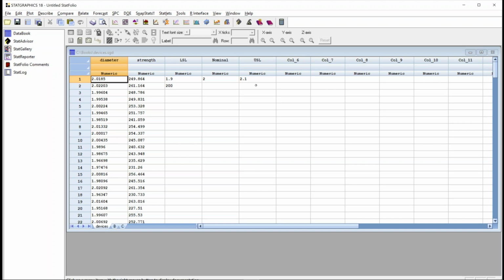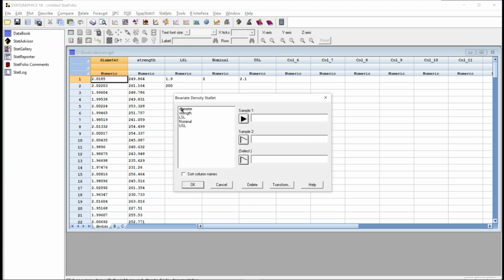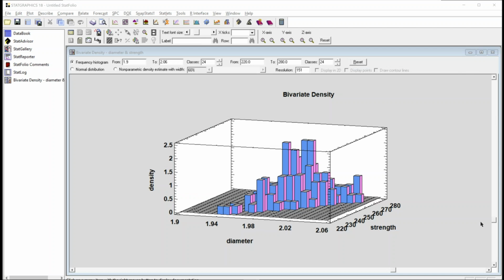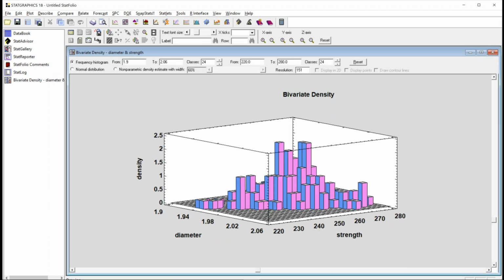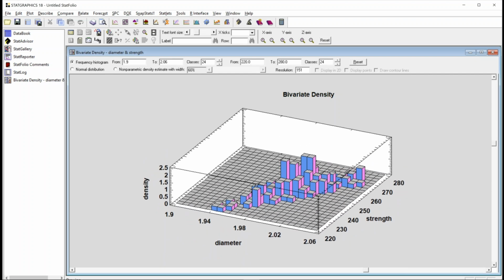The first thing that I want to do is take a look at the data. And the best way to look at bivariate data is to go to Statlets, Data Exploration, Bivariate Density. I'll tell it my first variable is diameter, my second variable is strength, and when I press OK, it'll begin by showing me a bivariate histogram. Now, a bivariate histogram divides the observations according to the simultaneous values of strength and diameter.